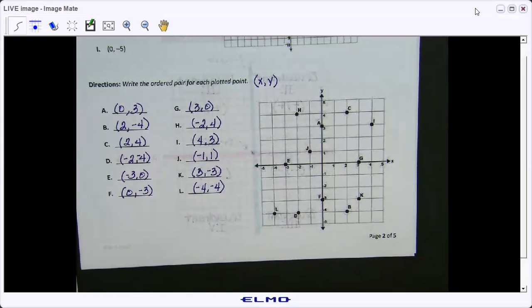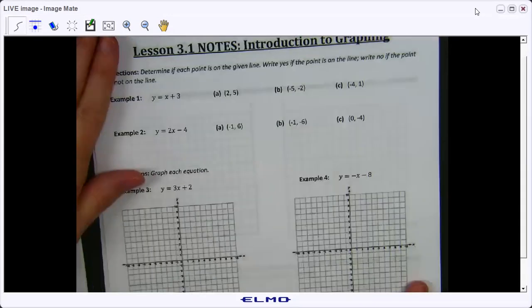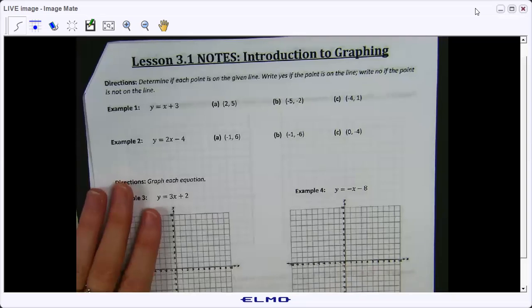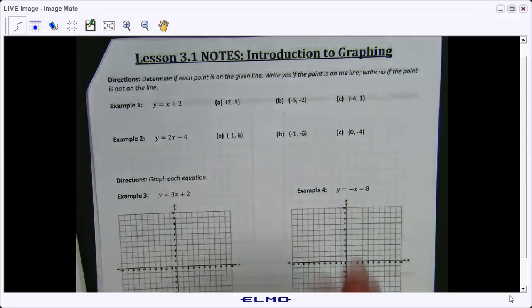All right, let's go ahead and go to page 3. On these examples, it says, determine if each point is on the given line. Write yes if the point is on the line, write no if the point is not on the line. And you're going to do this without graphing. Anytime that we graph a line, there are ordered pairs that are directly on that line. And that's what this is asking.